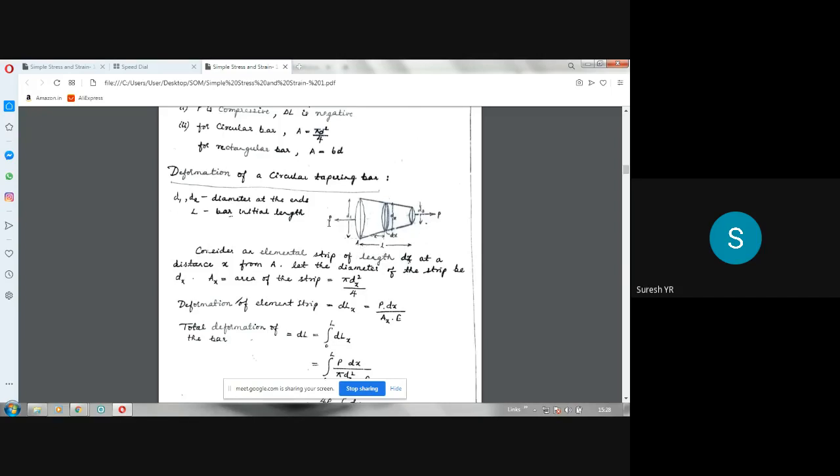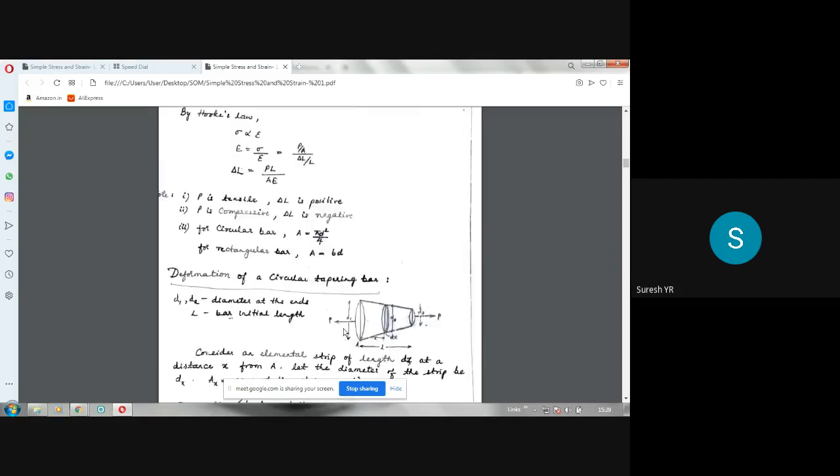And of course, this force P is a tensile force I have applied. So when tensile force is applied, we have to find the extension of the bar or elongation of the bar. Here also we are finding the expression for delta L, or I can call it as DL. So DL and delta L, they are same.